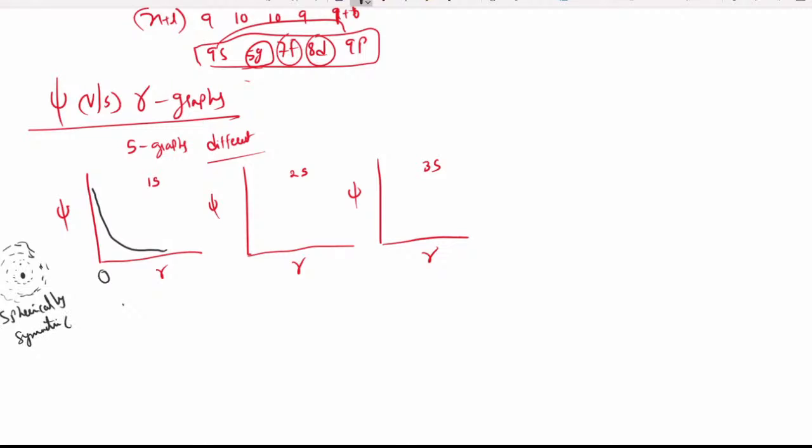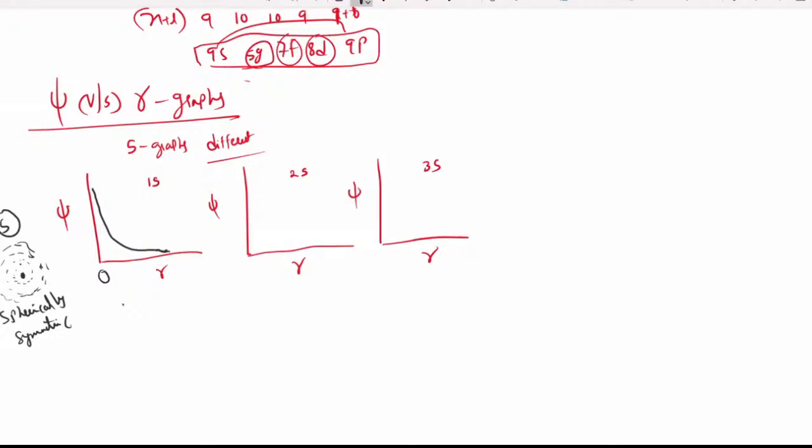Spherically symmetric. That is why the electron density is always going towards the nucleus. That's why the s orbital has more penetrating power. That means for an s orbital, at the nucleus the electron density is more. As we go away from that, the electron density decreases.